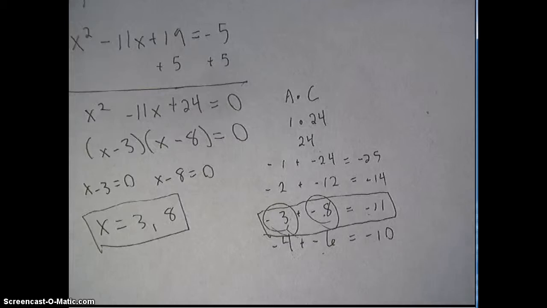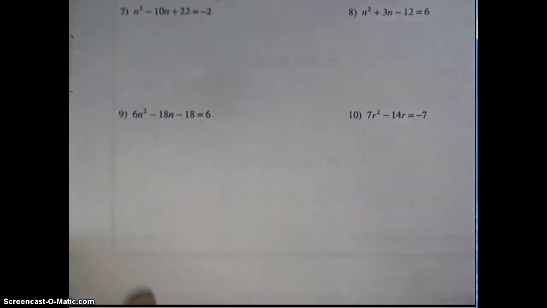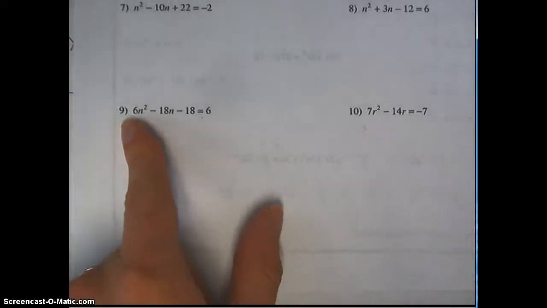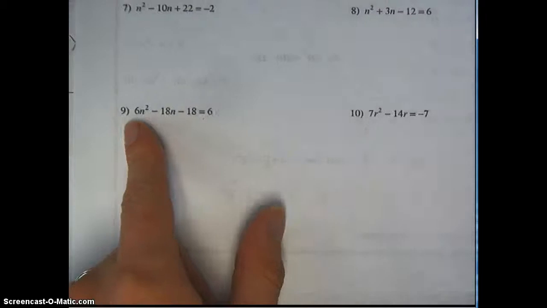Some of them are easier than others. Some of them you have to think a little bit. I'm thinking about, for instance, number 9 here. See how the a isn't a 1? It's a 6. And sometimes that happens and we have to do something fancy. So I want to talk about number 9 there.